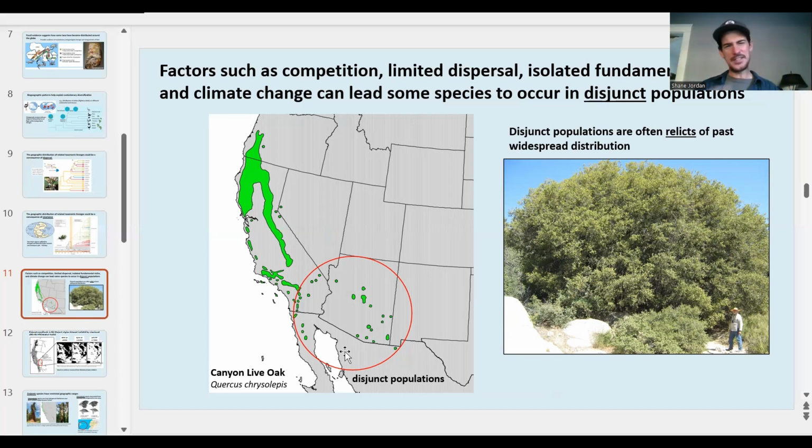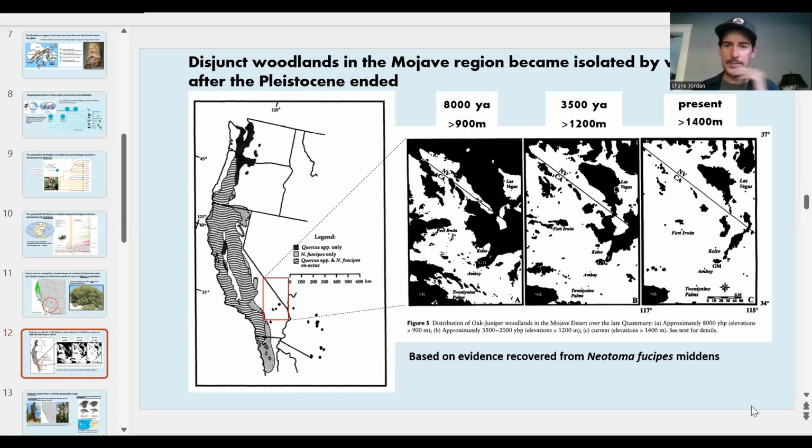And so there are just these interesting questions about how this happens. Well, again, it's because of these different factors that can really influence their ability to become established and continue to survive and reproduce. This is kind of how the situation played out with canyon live oak, in the region we call the Mojave Desert today.